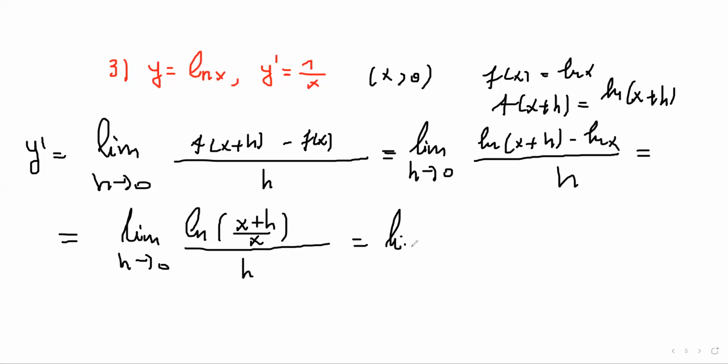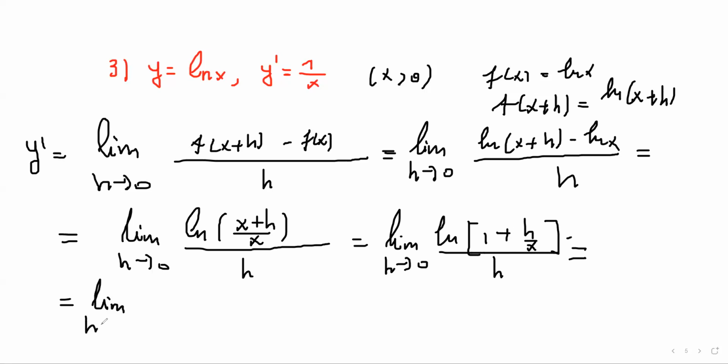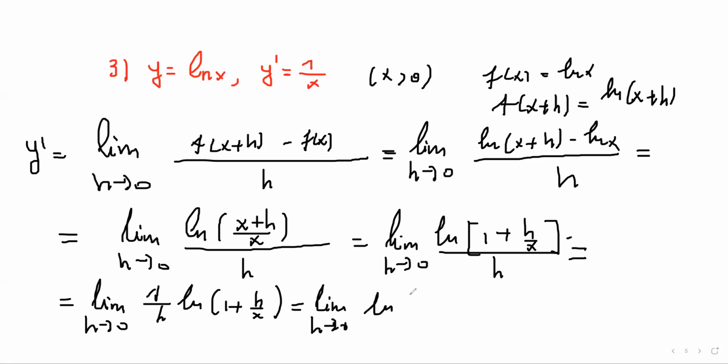So I apply the difference of logarithms. So it's equal to limit h tends to 0. You can write here the natural logarithm of (1 plus h over x) divided by h. So we can rewrite it like this: the 1 over h, which is in front of ln, we can write as 1 over h times the natural logarithm of (1 plus h divided by x). And it is limit h tends to 0 of the natural logarithm of (1 plus h over x) to the power 1 over h, sorry.